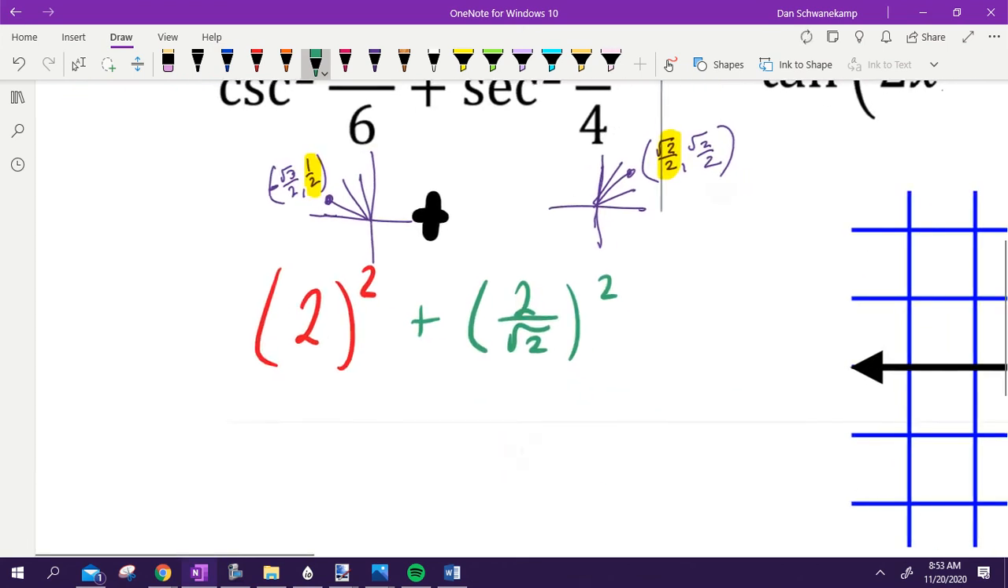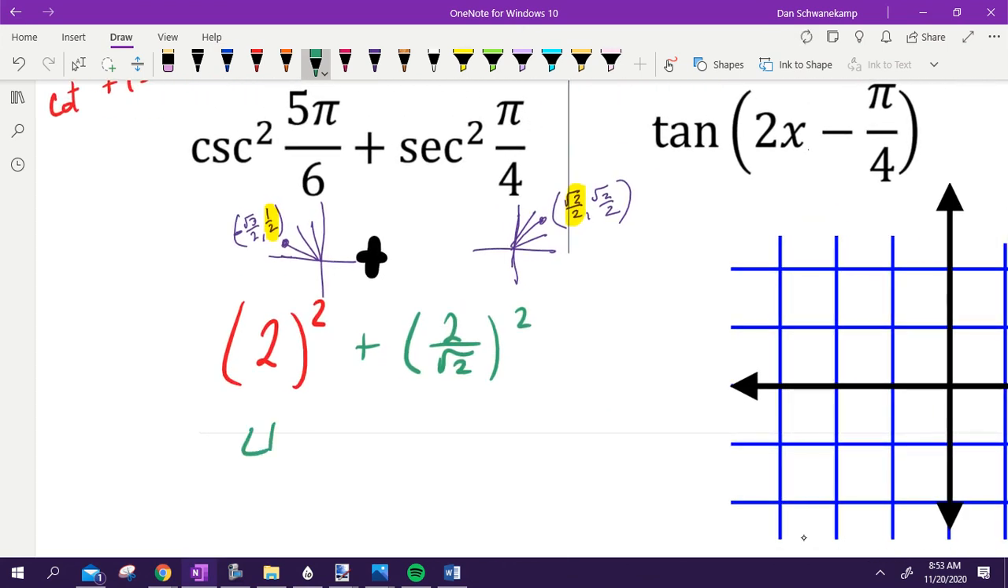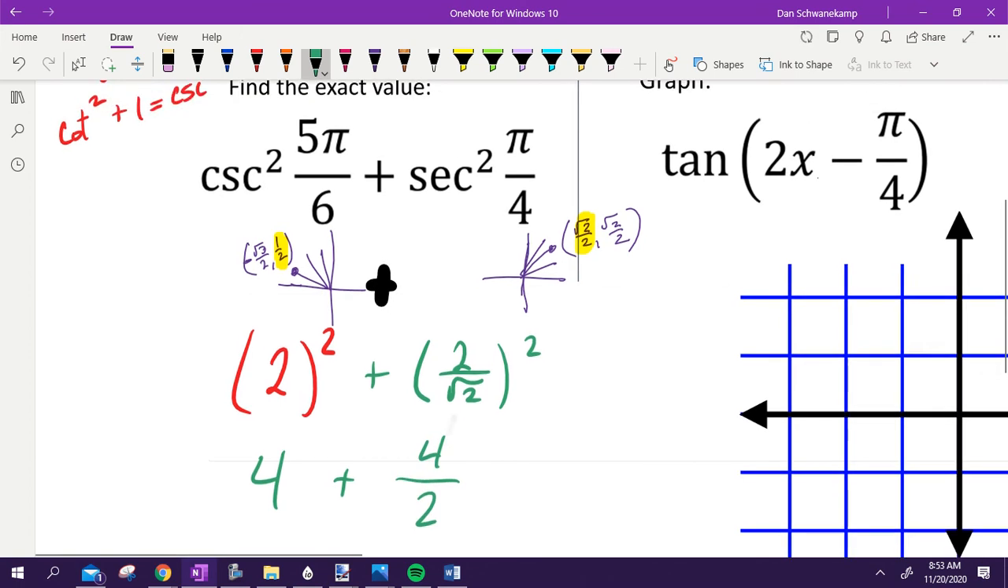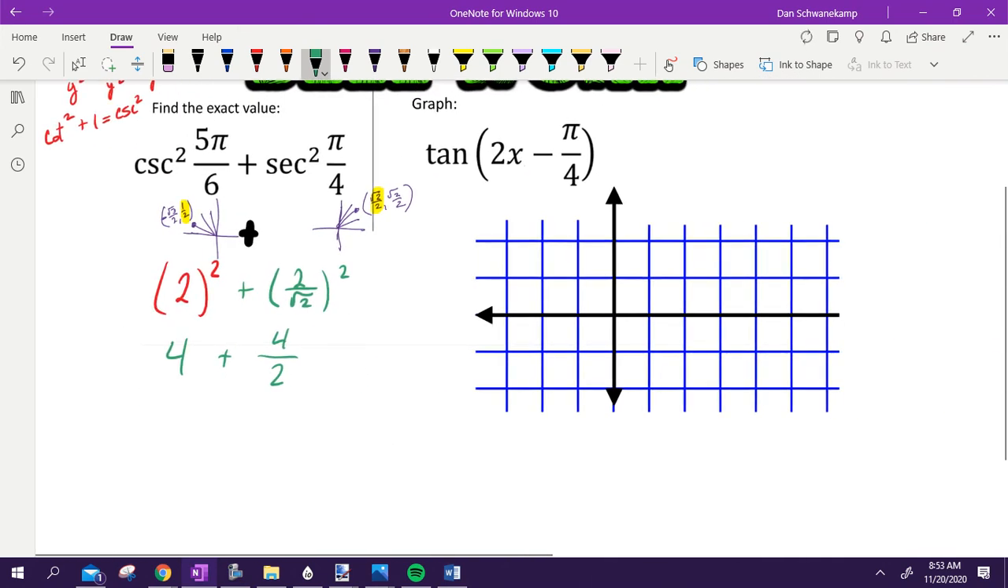Then I just do that math. So 2 squared is 4. Radical 2 squared is 2. And so my problem then becomes simply 4 plus 2, which is 6. Questions on how I did the first one? Let's do the second one.